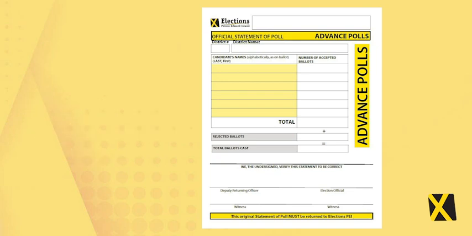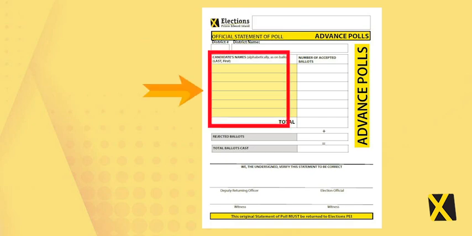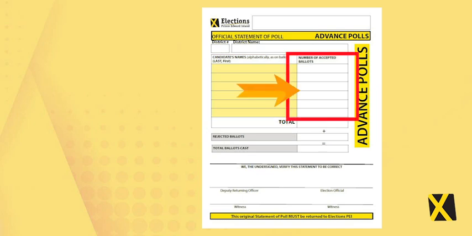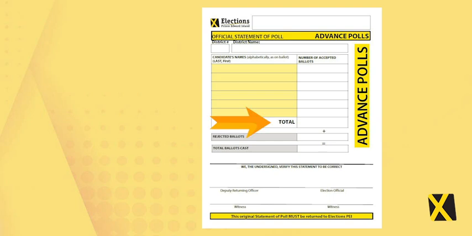Here's what the DRO needs to fill in: the event name and date, the district number and name, all the candidates' names. These are to be listed as they appear on the ballot paper according to the Election Act, where the name shall be in alphabetical order, last name, first name. The total number of votes per candidate. Total all accepted ballots here. Write down the number of rejected ballots from the count. And finally, add the candidate totals to the rejected ballot totals to get the total ballots cast.